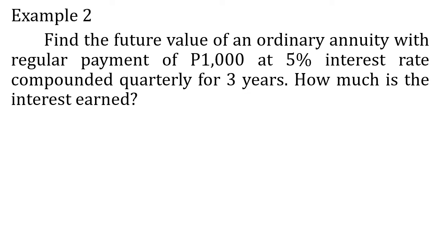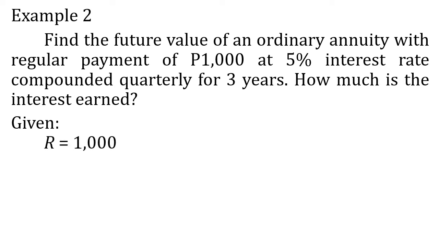Example 2. Find the future value of an ordinary annuity with regular payment of 1,000 pesos at 5% interest rate compounded quarterly for 3 years. How much is the interest earned? So in this problem, it's very obvious that we will be solving for the ordinary annuity, or if the problem has the phrase at the end of each payment period. So at the end, so that's ordinary annuity.